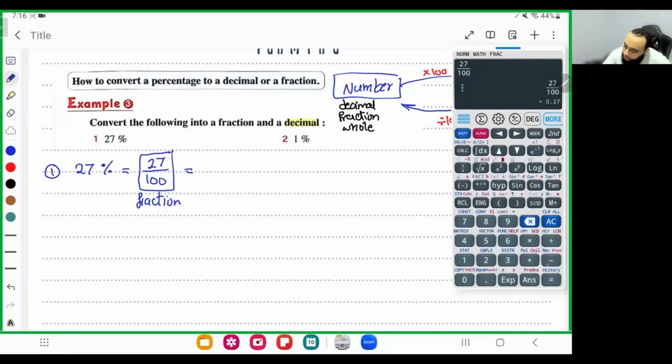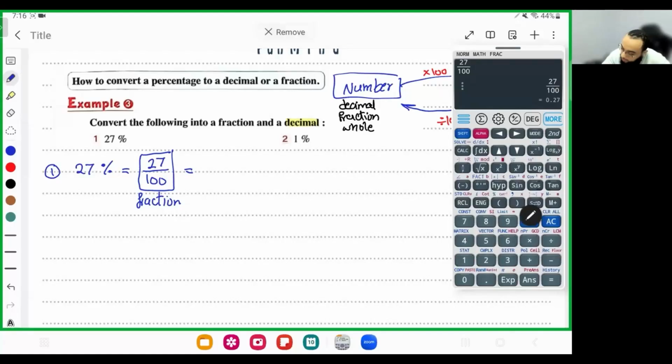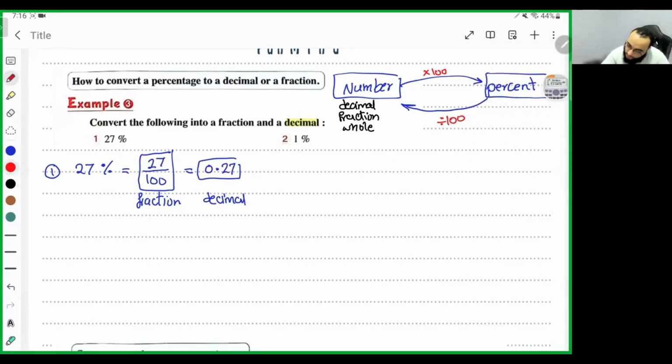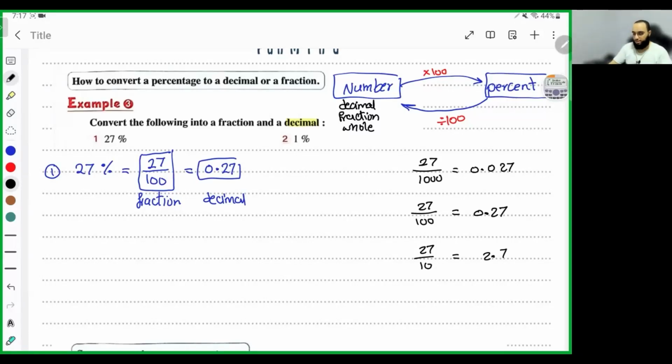You can convert it by the button SD. There is a button here called SD. If you press SD, it's going to convert it into a decimal. 0.27. This is the answer, the decimal form. If it is 27 over 1000, it's going to be 0.027. If it is 27 over 100, it's going to be 0.27. If it is 27 over 10, then it's going to be 2.7. Correct? Any problem?